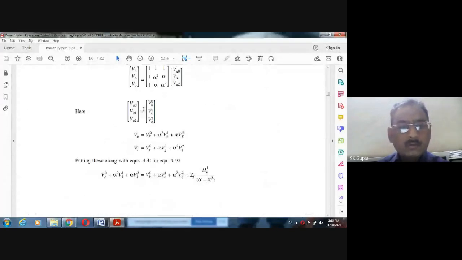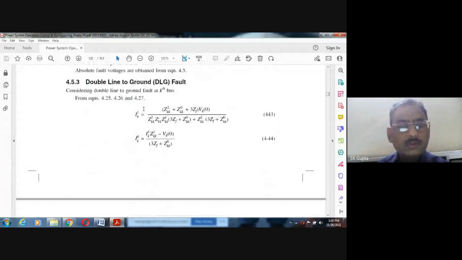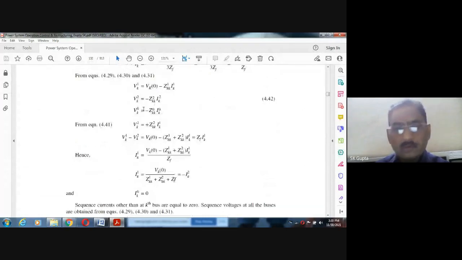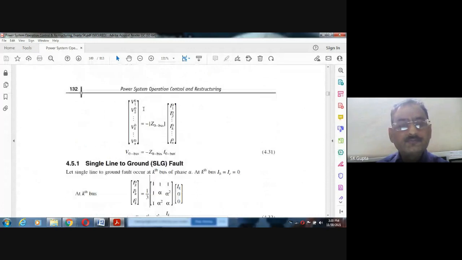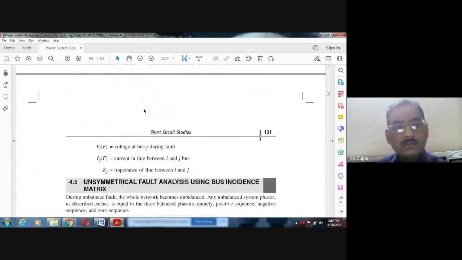Now you can take the double line to ground fault. In case of, इसमें कुछ पूछना तो नहीं है सर?